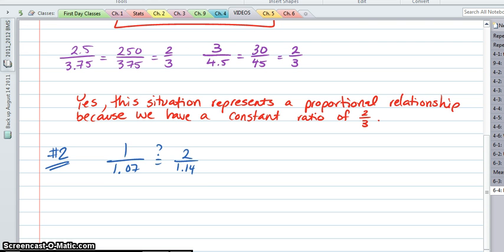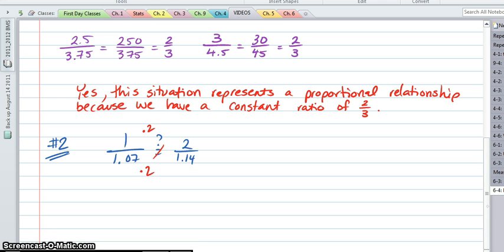There are many different ways to figure this out. You could do what we did before and multiply by 100 and get rid of the decimals. You could use a cross product here. You could also just look at it logically. How do you get from 1 to 2? Well, you'd multiply by 2. The question is, will $1.07 times 2 equal $1.14? No. It equals $2.14. So just by looking at it, you might be able to tell these are not equal. We don't even need to look at the other ratios. We have two that are not equal, so this is not a proportional relationship.